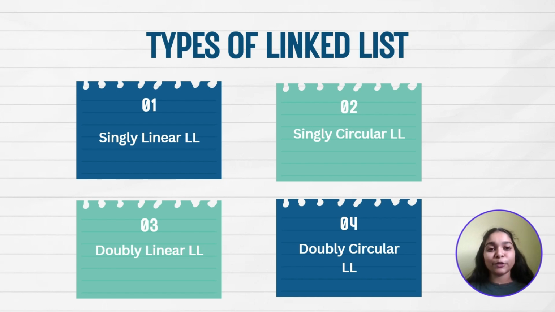So here are the types of linked list. There are four main types of linked list. First one is the singly linear linked list, then singly circular linked list. Third is the doubly linear linked list, and last is the doubly circular linked list. So these are the four types of the linked list.